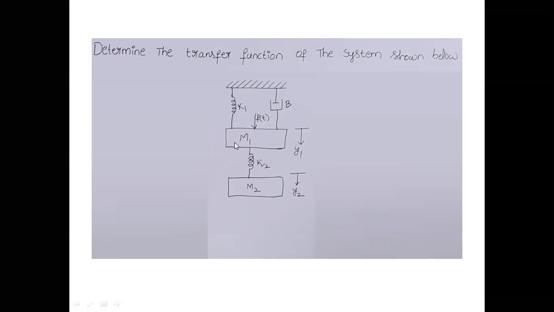What forces are acting on m1? You are pulling this down, that is f of t, whereas because of the spring and all, it is pulling up, so that direction will be opposite to f of t. Similarly, as it is hanging down, because this is pulling, this mass also will be causing its force in the upward direction.